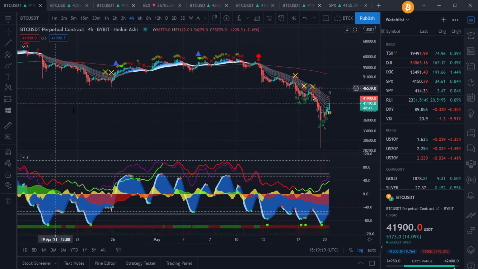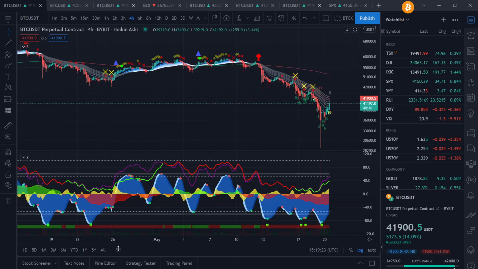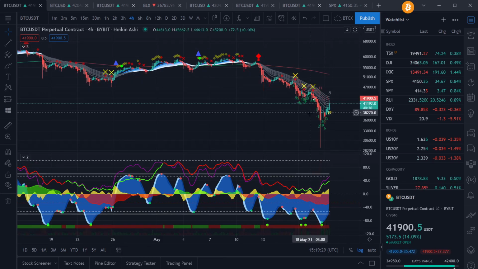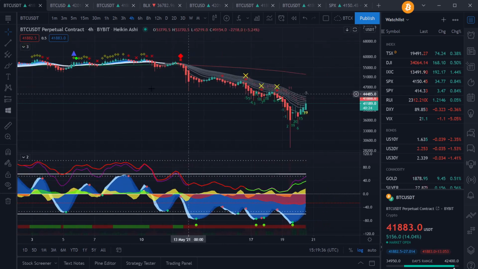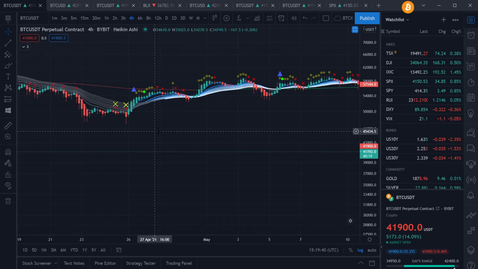And so we're going to start with Market Cipher A, which is the top one right here. This is Market Cipher A, this is Market Cipher B, and then we have the new one called Market Cipher DBSI. So that one we'll get into later, but we're just going to start with the basics. So Market Cipher A, right? Let's just look at this chart. Double click on it, get rid of Market Cipher B.